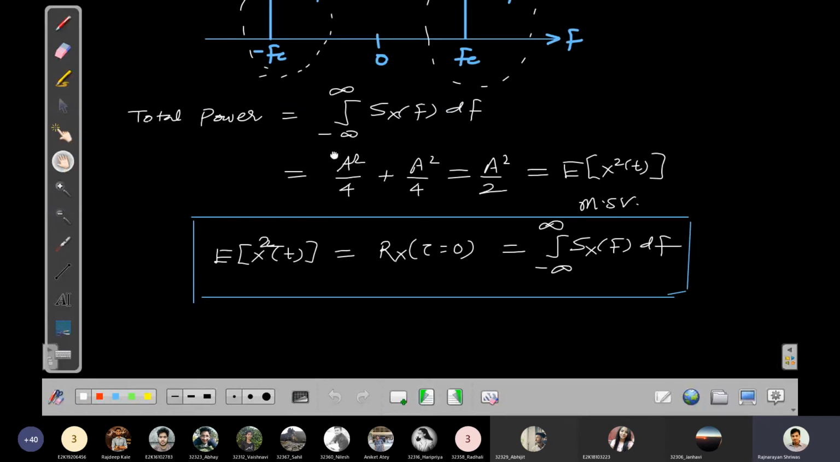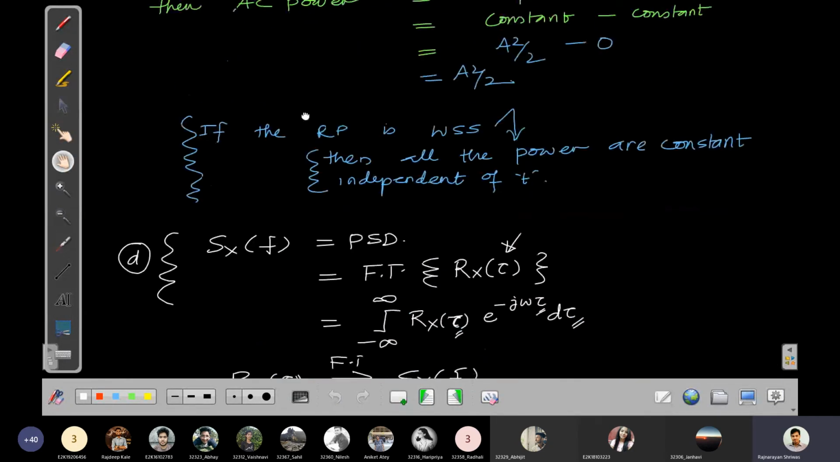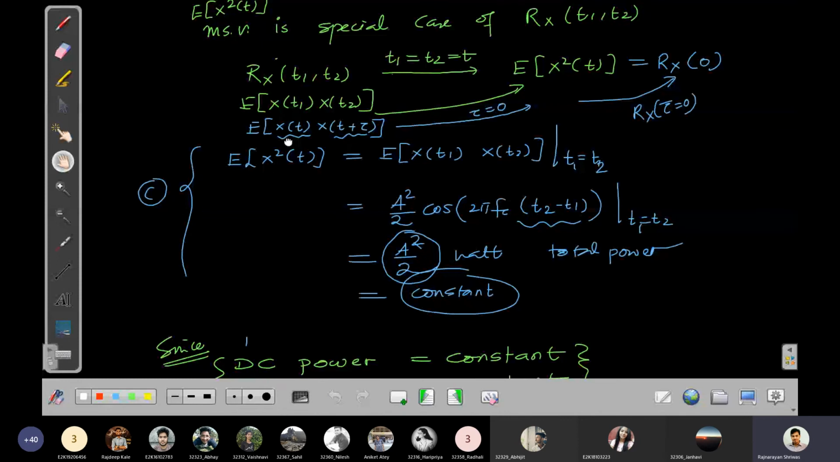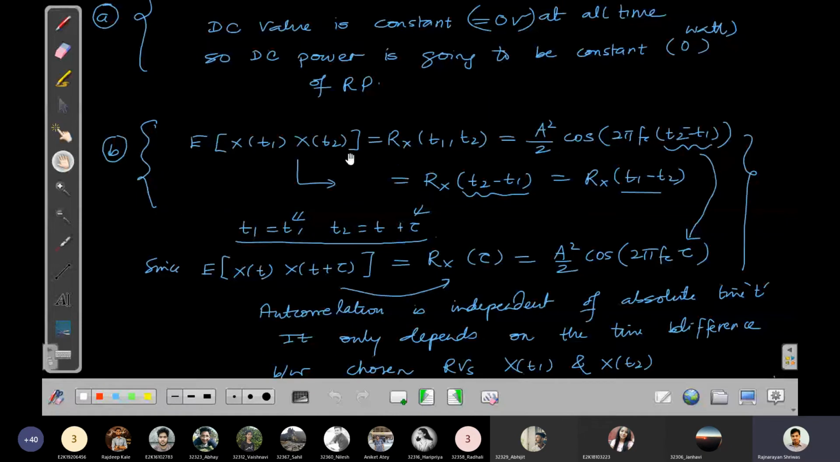But if you go back and check here, the WSS process, it says, brother, just check two things. Which ones? Mean and autocorrelation. You check the mean, it should be constant. You check the autocorrelation, it should depend on the time difference. Then I can say this is a WSS process, which is the weak sense stationarity process, in which you are requiring only two conditions to be satisfied. One is the mean and one is the autocorrelation.